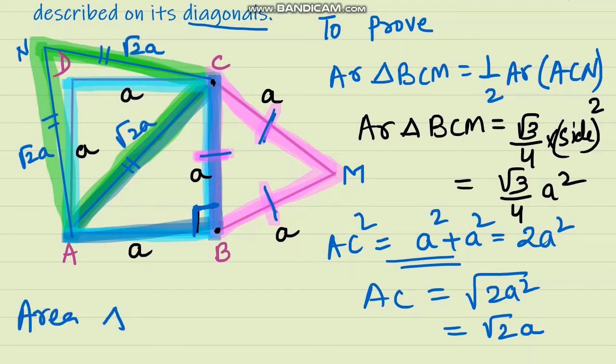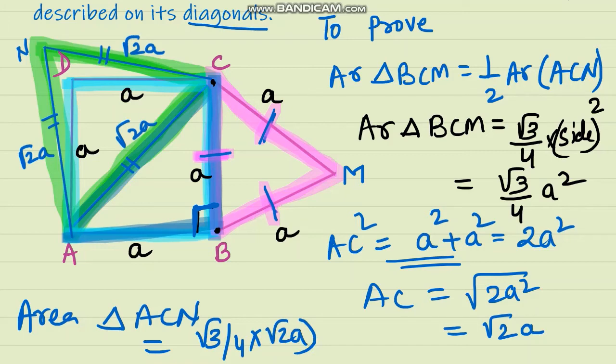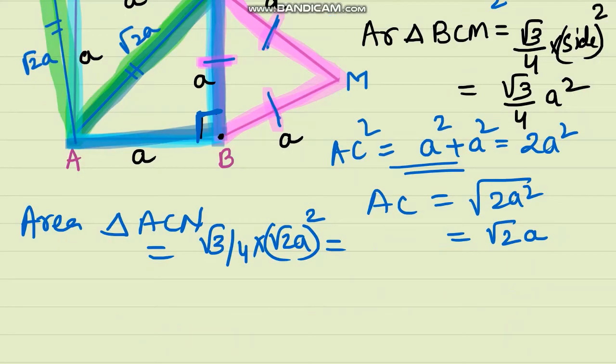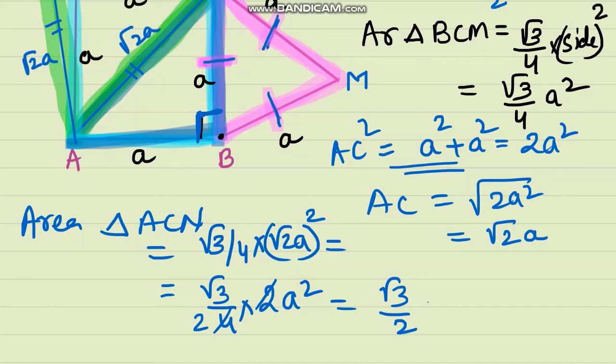Area of triangle ACN will be equal to root 3 by 4 into side square, that is root 2a whole square. Now this will be equal to how much? Root 3 by 4 into root 2a whole square means this will become 2a square. Okay. So now see, 2 ones are 2, 2 twos are 4, and here you are getting root 3 by 2 a square.